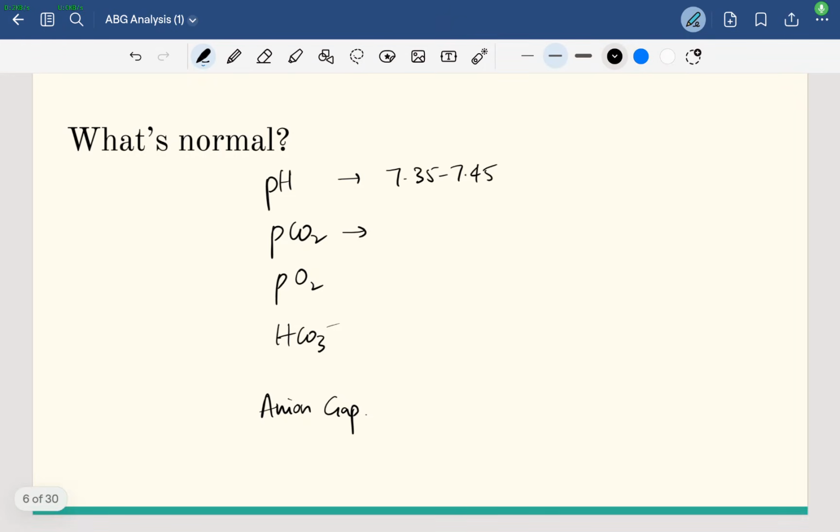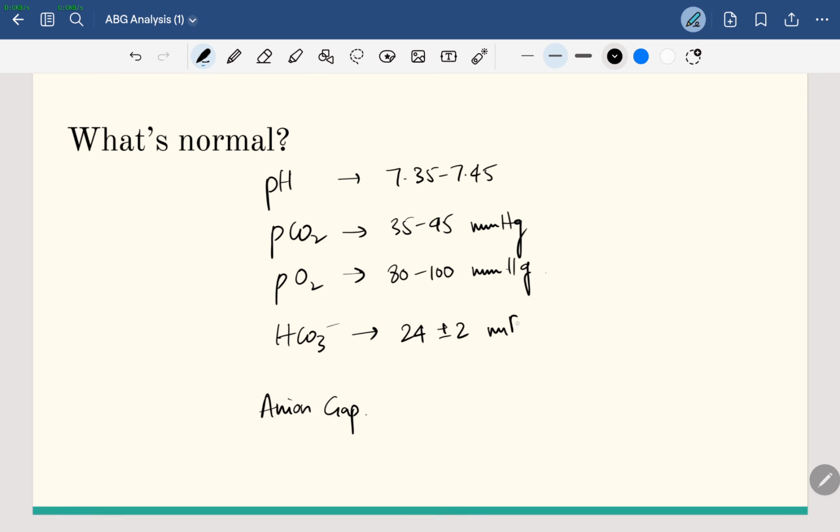Normal value of PCO2 in oxygenated blood varies between 35 to 45 millimeters of mercury, whereas the partial pressure of oxygen varies from 80 to 100 millimeters of mercury. For bicarb, you can take 24 with a range of 2 milliequivalents per liter. And for anion gap, you can take 10 with a range of 2 milliequivalents per liter. So this is 8 to 12 and this is 22 to 26. These values are important because they won't be mentioned in the exam, but you'll have to remember what is normal.